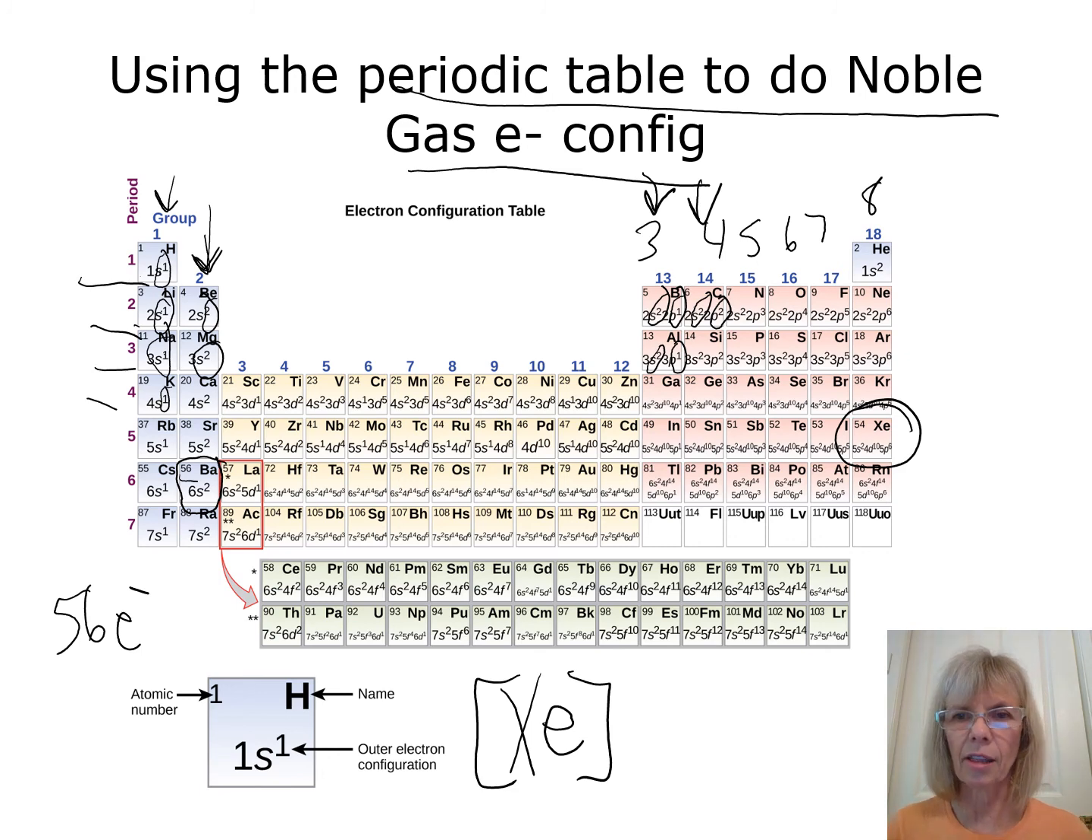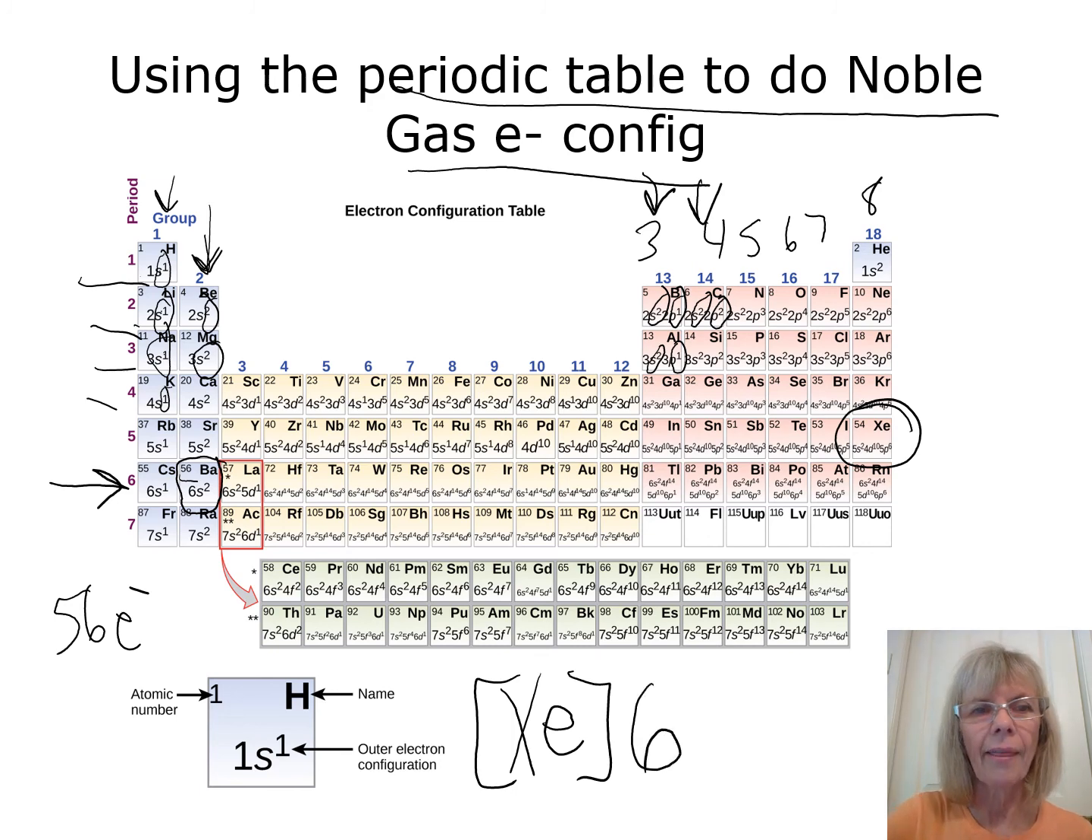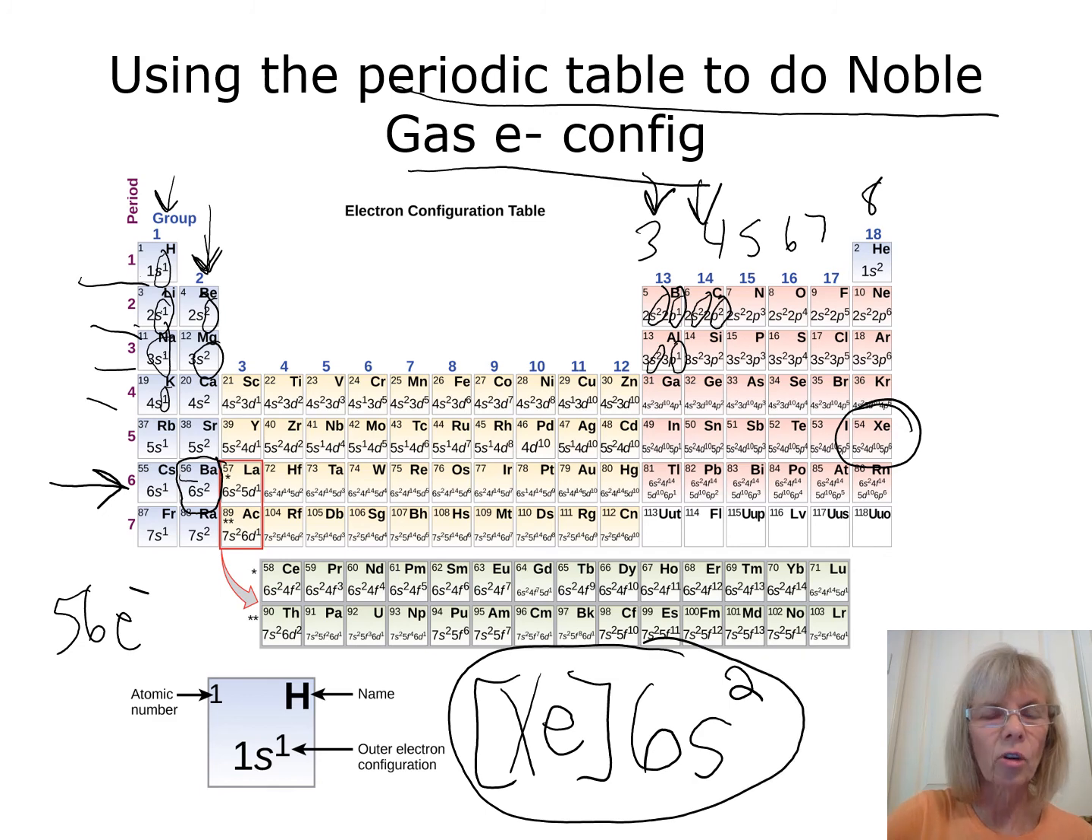In brackets, that represents our first 54 electrons. We have to have 56, so we have 2 more electrons. So what we do is we can look at the period. It's in period 6. And then we know that everything in group 2 is going into an S2. So that would be my noble gas electron configuration for barium using our periodic table.